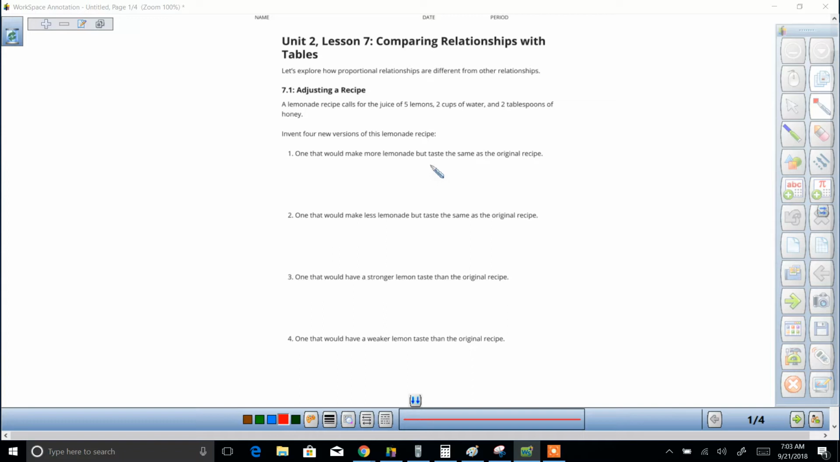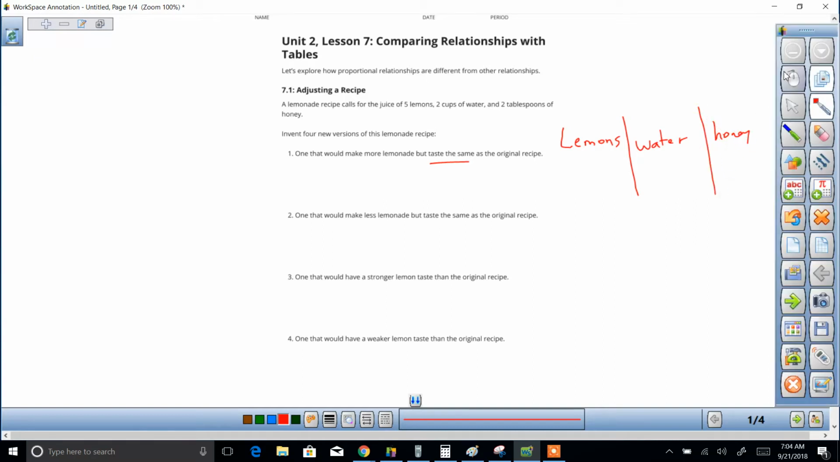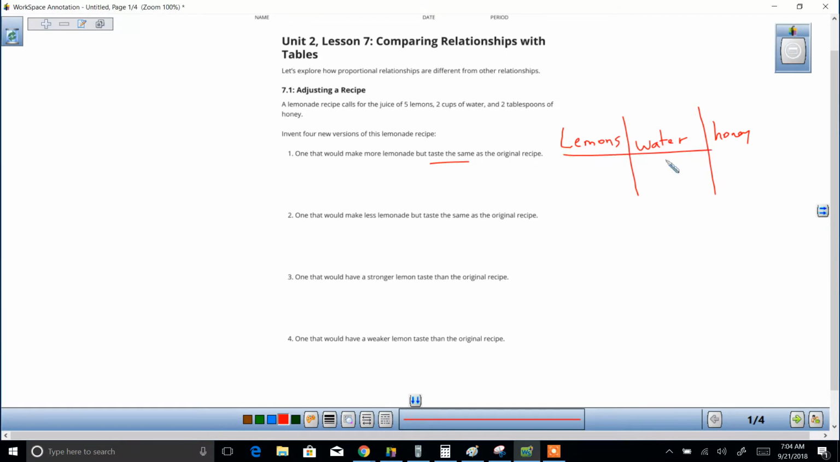Well, if you want it to taste the same as the original, it's got to stay proportional. And the way to do that is to make a table, or just make sure that the ratio of lemons, cups of water, and honey stay equivalent throughout all of it. So I'm going to make a little table here of lemons used, cups of water, and tablespoons of honey. Now the original ratio was 5 lemons being used, 2 cups of water, and 2 tablespoons of honey. And we want to keep that 5 to 2 to 2 ratio.